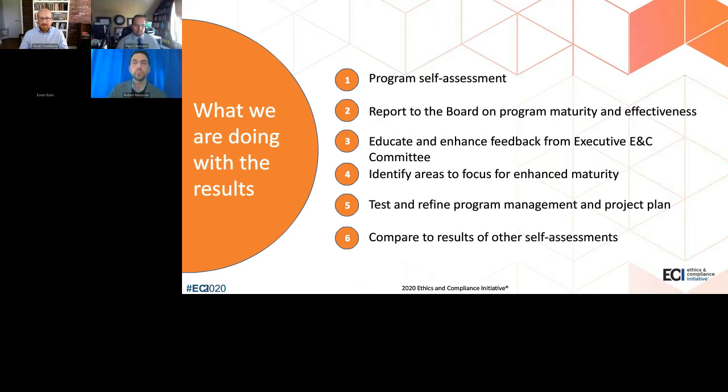So I didn't want to be myopic and say, well, okay, you've built your program around this, you should test highly, but maybe there are other assessments out there where you wouldn't quite fare as well. So we wanted to compare to other self-assessments that are out there, which we did.